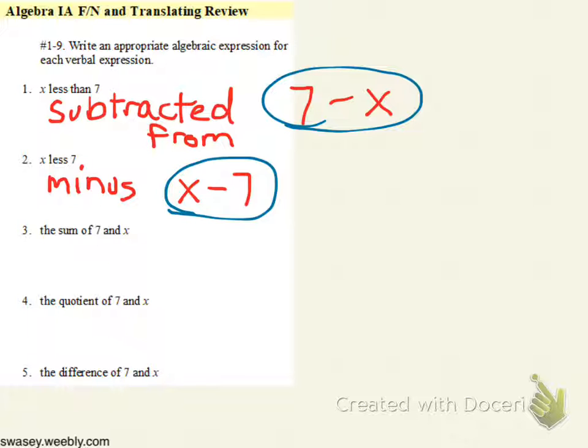sum. Sum means add. You're looking for the word and, that's where the addition symbol will go. Quotient means divide. You can either write it as a fraction, the first over the second, or you can write it this way. Difference means subtract. So 7 minus x. Where you see the word and is where the subtraction symbol will go.